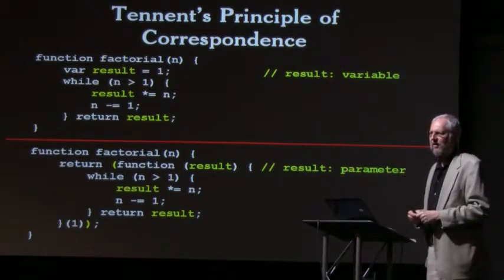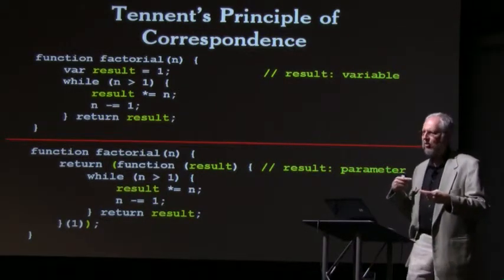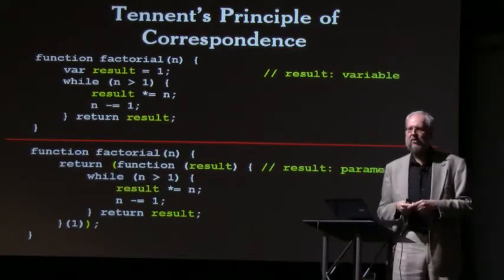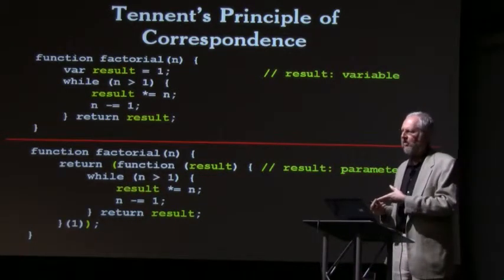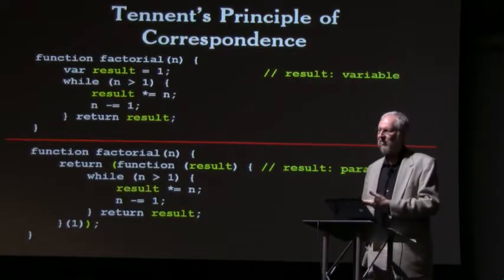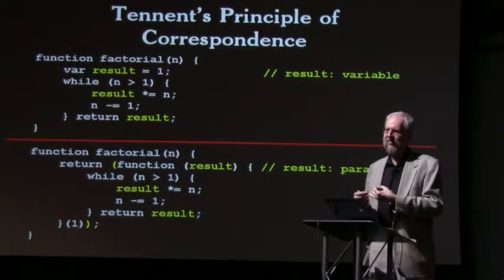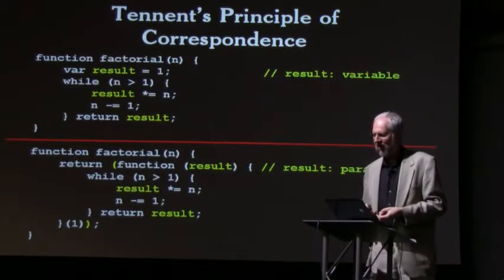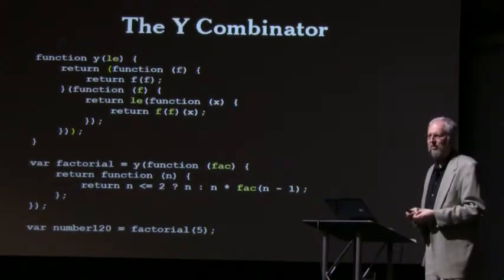We can take that thought experiment one crazy step off the edge farther. Suppose we had a language in which we didn't have variables, and which we didn't have assignment, and we didn't have named functions. Could we still do recursion? And it turns out you can. I'm not sure you'd want to, but you can.